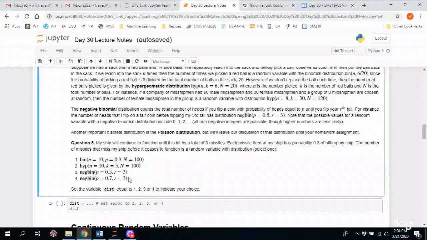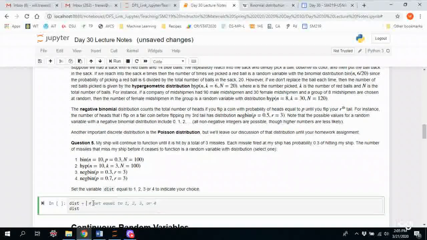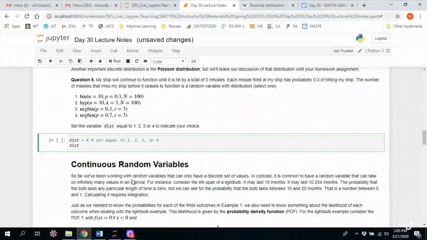So that tells me that I'm discriminating now between 3 and 4 here, negative binomial distributions, and P in the negative binomial distribution should be the probability of a success. A success is the things that we're counting, the number of missiles that miss my ship. So a success is a missile missing my ship. Each missile fired at my ship has probability 0.3 of hitting my ship, so it has probability of missing my ship 0.7. So here the correct answer is 4. The negative binomial distribution with P equal 0.7 and R equal 3. Okay, great.